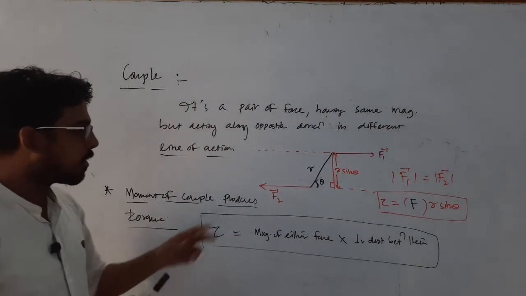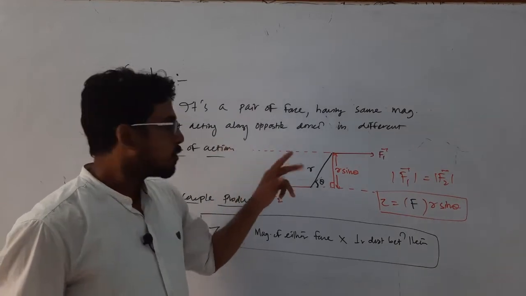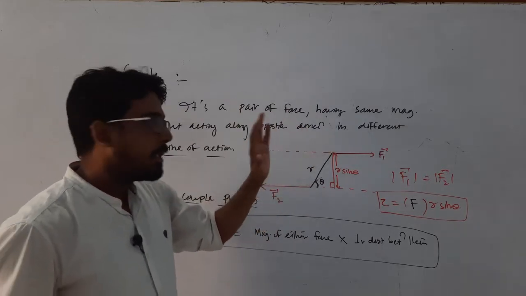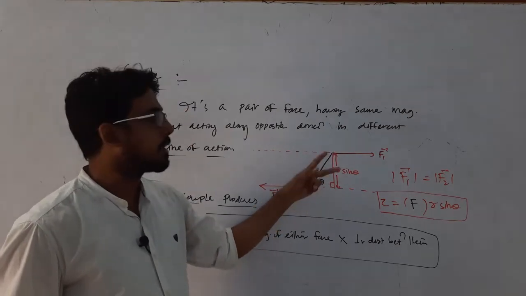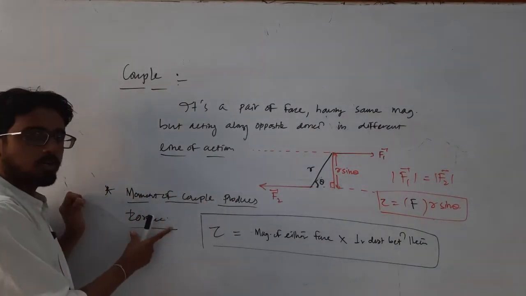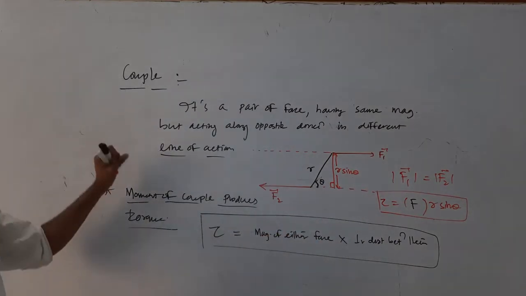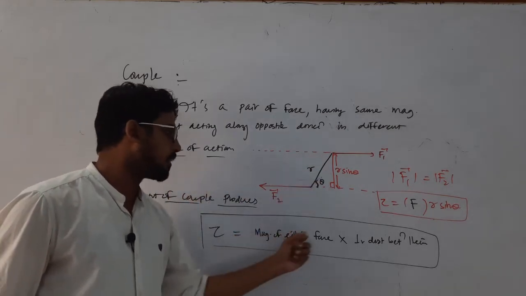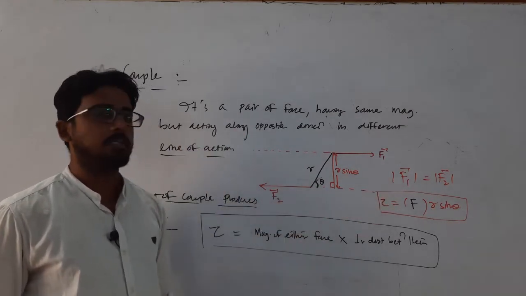So to produce a torque, a pair of forces is necessary. A single force can never produce torque. Okay, to produce a torque, a pair of forces is necessary, and that pair of forces must be equal in magnitude, opposite in direction, and act along different lines of action, and that particular pair is known as what? Couple. Clear? So the moment of couple produces what? Torque. This is the formula, or mathematically it can be written like this. Clear? So we have to remember what is a couple, that the moment of couple produces torque, and what is the formula for torque in terms of couple? That is the magnitude of either force into the perpendicular distance between them, which can be written as F r sin theta. Okay.